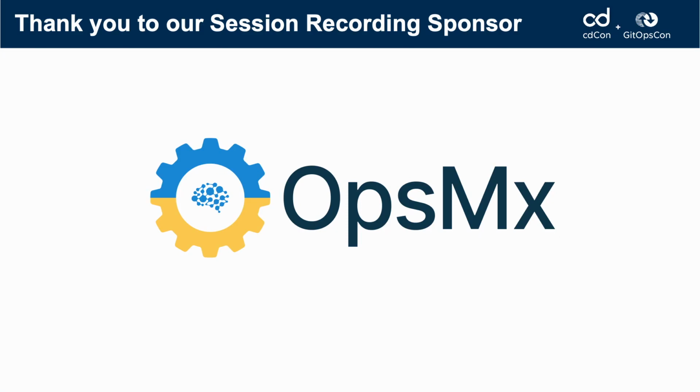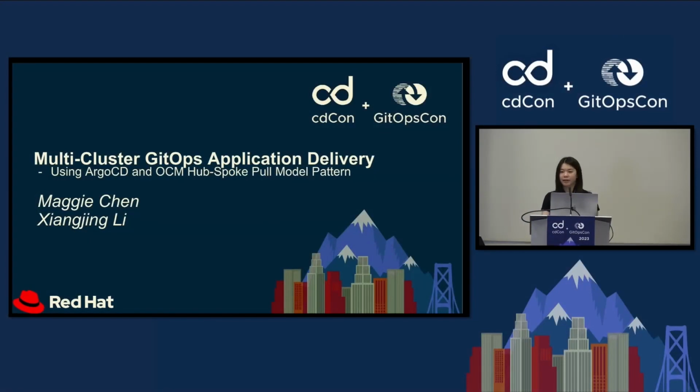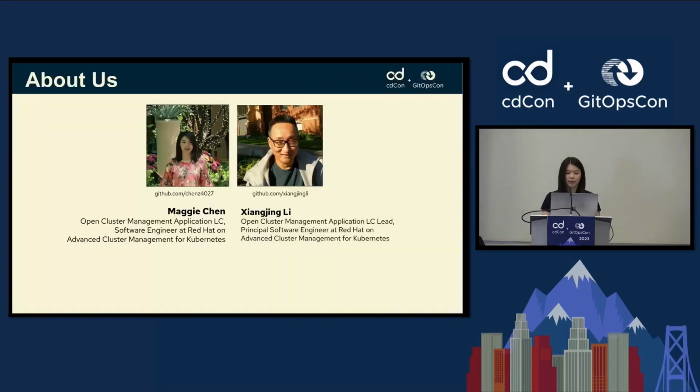Our session is about multi-cluster GitOps application delivery, and it's about the integration between ArgoCD pull model and OCM's hub and spoke pattern. So hopefully you are attracted by the ArgoCD pull model portion, and we will go ahead and discuss them in more detail.